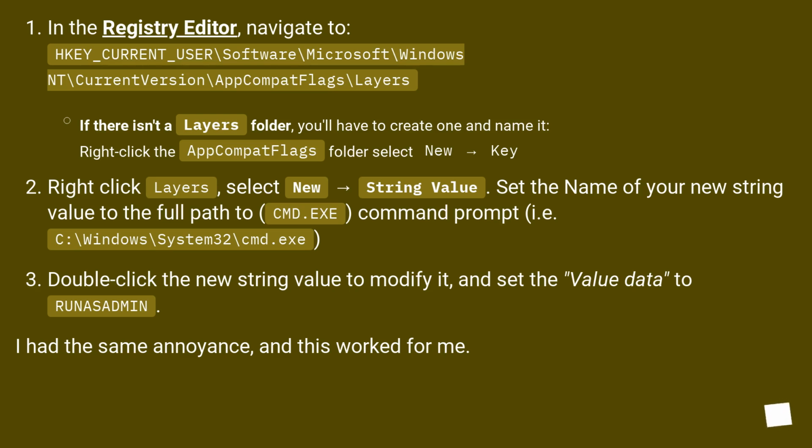Set the name of your new string value to the full path to the cmd.exe command prompt, i.e. C:\Windows\System32\cmd.exe. Double-click the new string value to modify it, and set the value data to RUNASADMIN. I had the same annoyance and this worked for me.